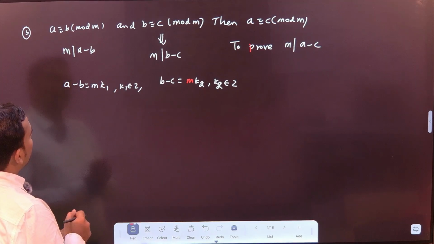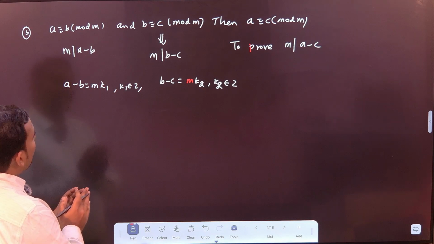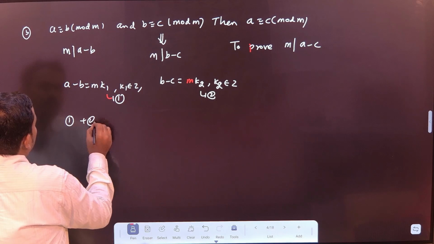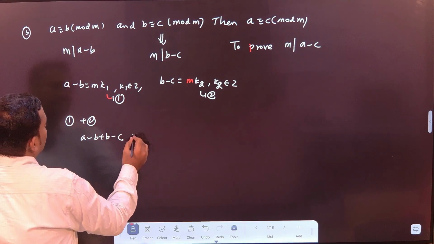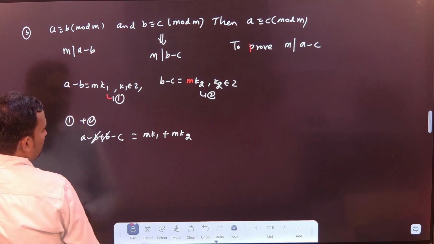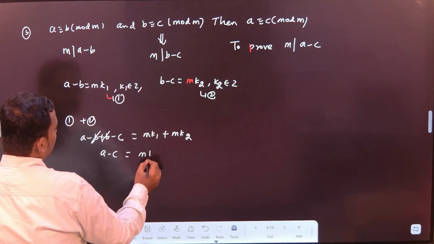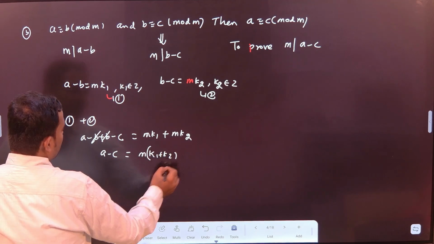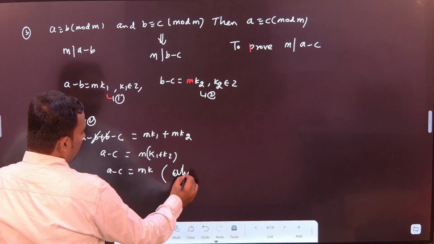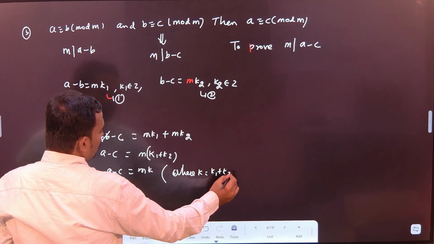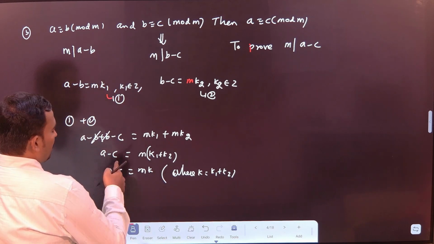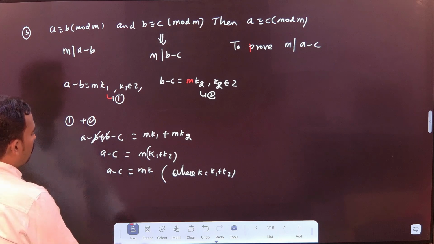But we need A minus C. So for that what can you do? You can add these two equations. What will we get? A minus B plus B minus C is equal to m times K1 plus m times K2. Minus B plus B cancel, so A minus C is equal to m times K, where K is equal to K1 plus K2. Because K1 is an integer and K2 is also an integer, the sum of integers is again an integer. So A minus C equals m times K, which means we can say m divides A minus C.